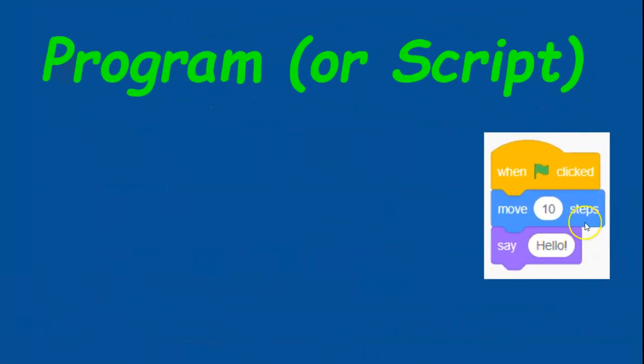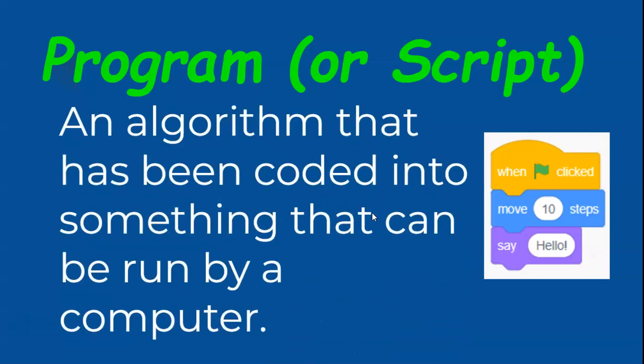They get placed together to make what's called a program, or as Scratch calls them, a script. These programs are algorithms, or a set of steps, that we've now given to a computer. So once you give that algorithm to a computer, that's what's known as a program. So you can think of a program as a very specific algorithm that's been given to a computer to run.